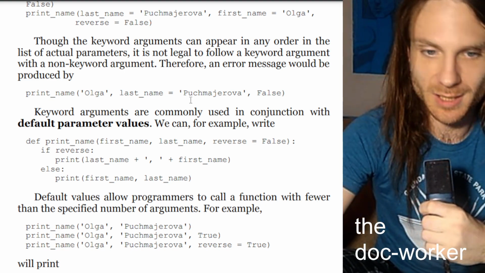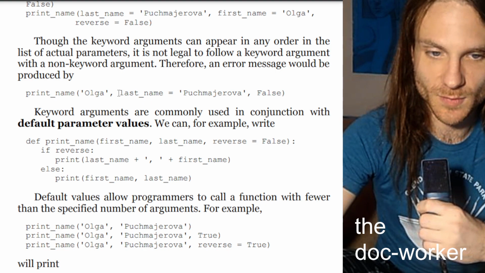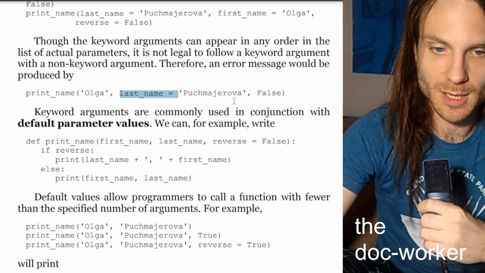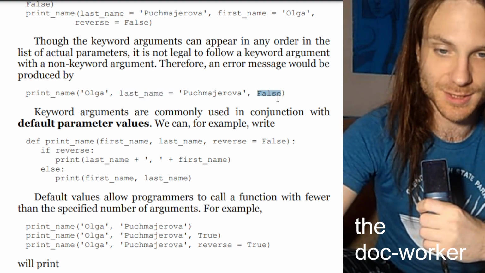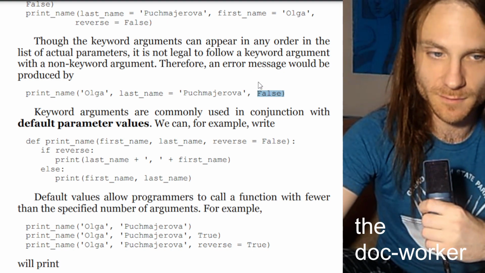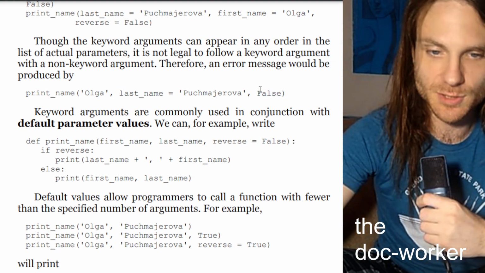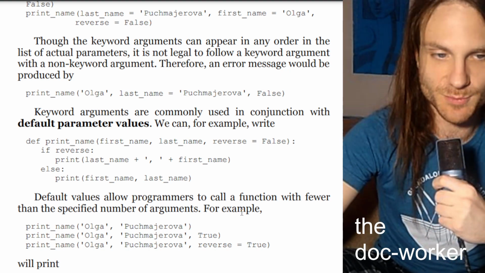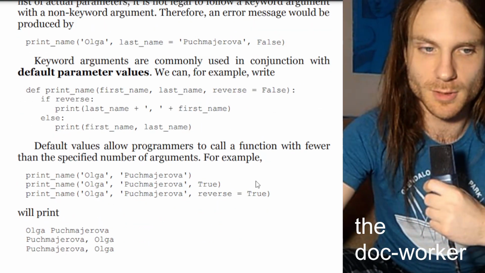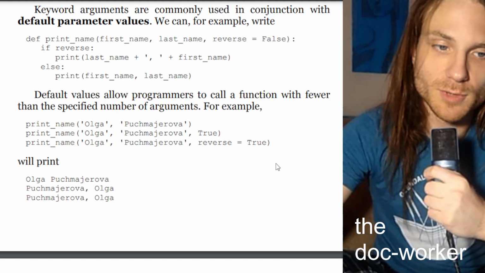Like here we pass in the last name argument as a keyword argument, and then we try to pass into reverse the boolean false as a positional argument. Can't do that. You just can't do that for some reason. It's illegal. You will get arrested.